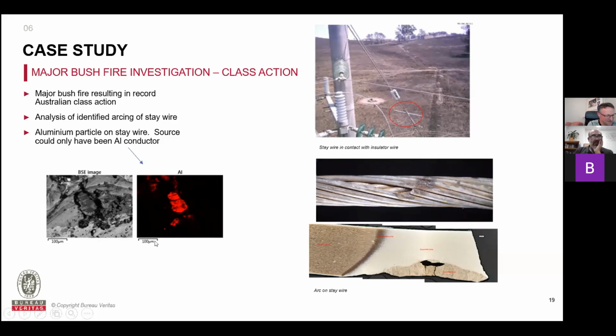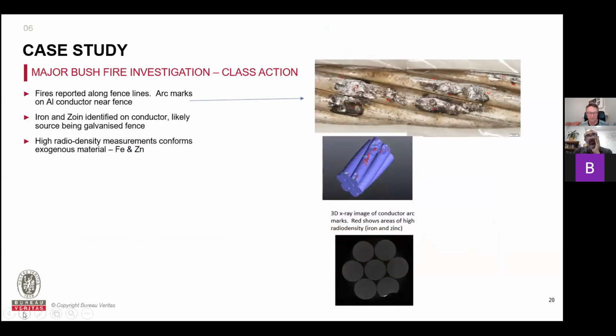So we found this massive aluminium particle on the aluminium conductor. We then looked at some other features. Now, when this occurred, there were a lot of reports that there were fires along fence lines. And you can see the arc marks along the aluminium conductor, which was retrieved from near a fence. Now, when we did some analytical work, some high radio density measurements and some EDS work, we found iron and zinc.